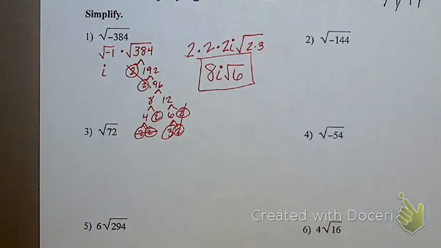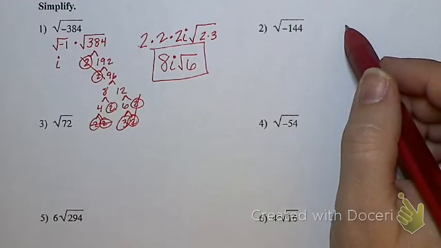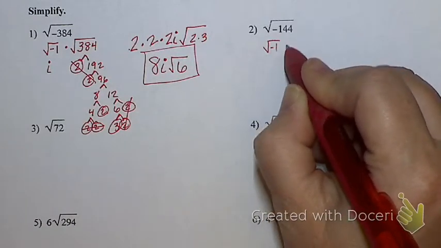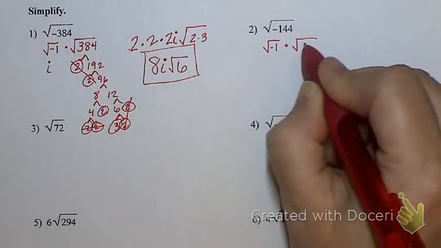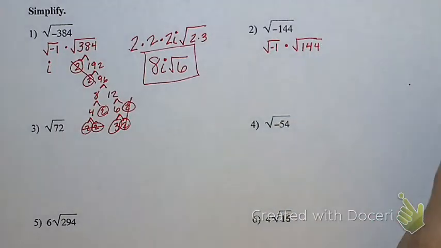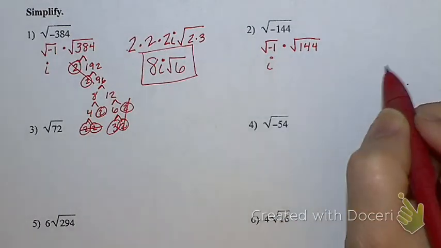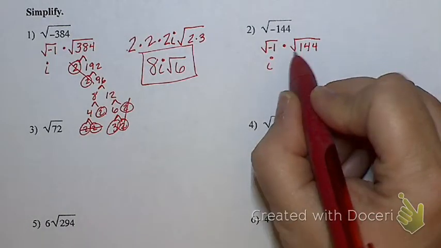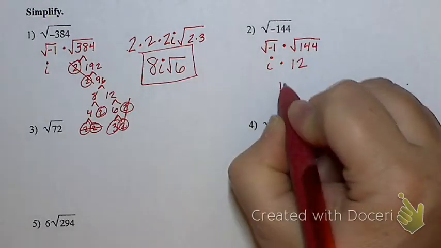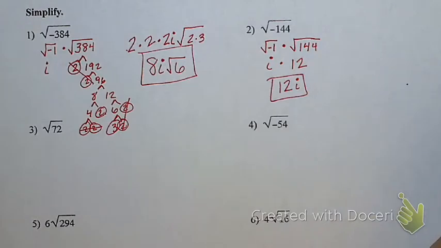Okay? Number 2. Well, this would be the square root of -1 times the square root of positive 144. What is the square root of -1? i. What's the square root of 144? 12. What's i times 12? 12i. Easy?